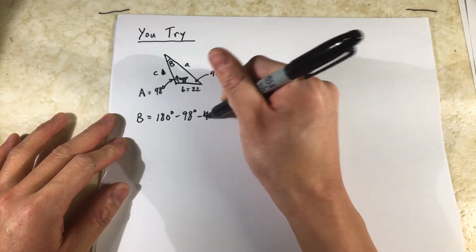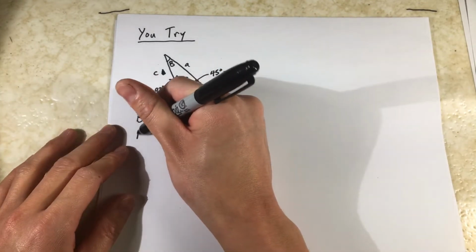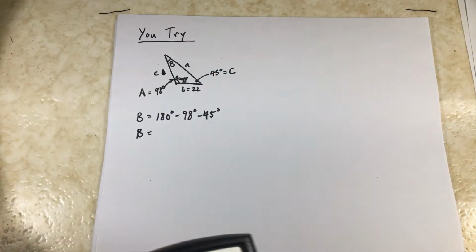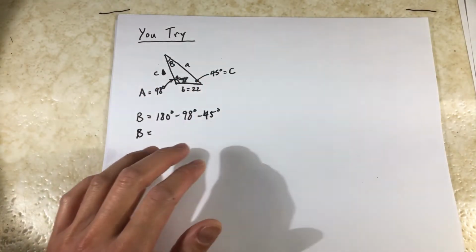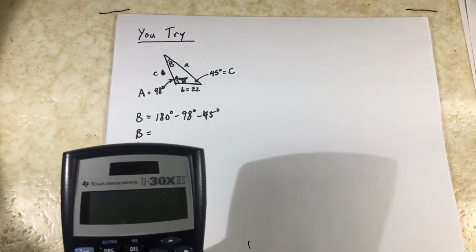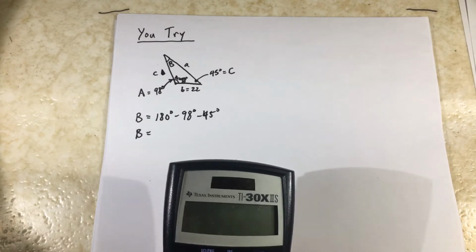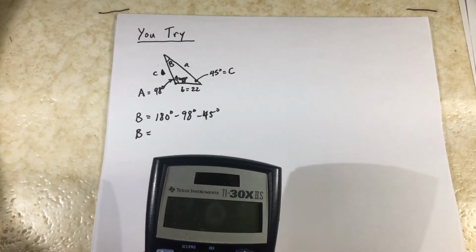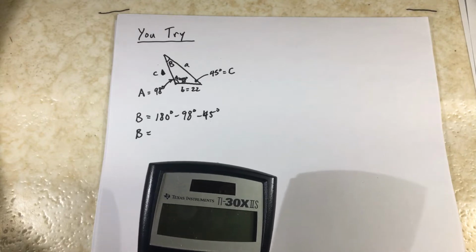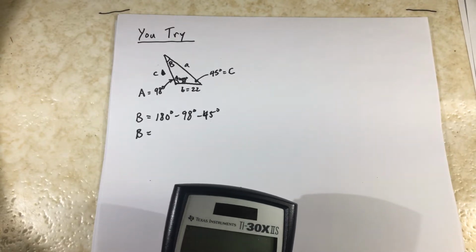Right? That's the same as saying all the angles should add up to 180 degrees. Basically, these two angles take up a certain amount, and whatever's remaining has to be equal to B. All right, so I get 180 minus 98 minus 45. When I do that, I get, is this 45?